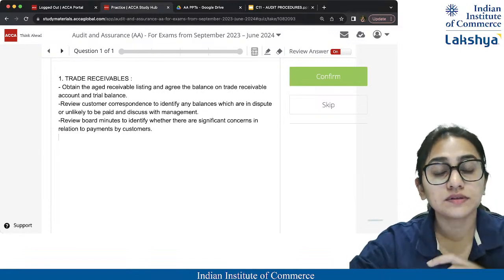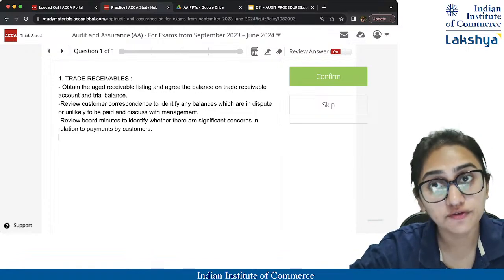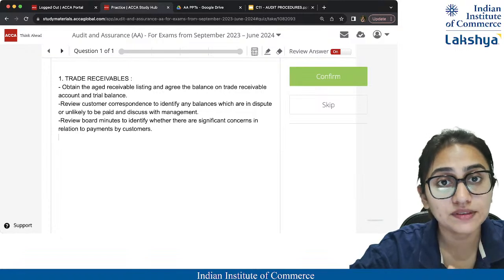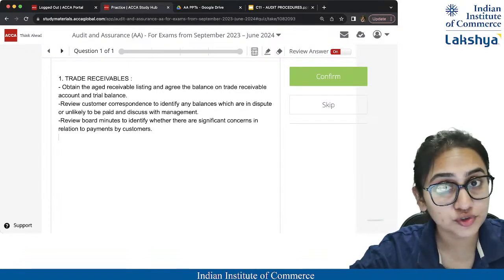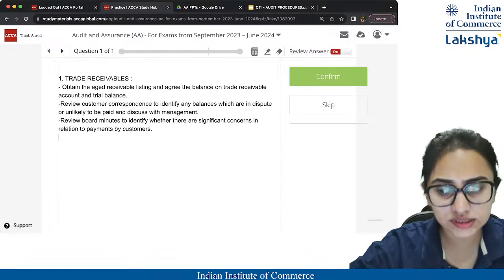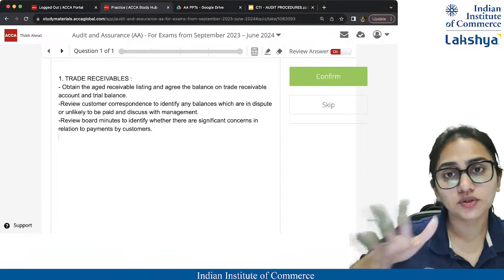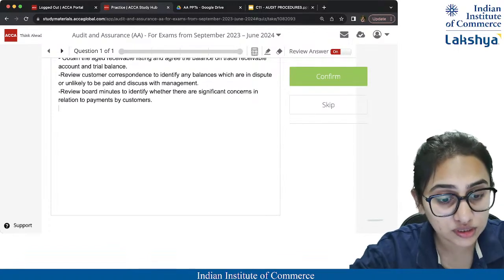Because if the customers are not agreeing to pay and the customers are saying we are not going to pay your money, the first thing that happens is there's a discussion in the management that so and so customers don't want to pay and etc. What needs to be done? We will be under losses. So if the auditor wants to know about all of that, he has to just review the board minutes to know about what is the discussion that is going on.